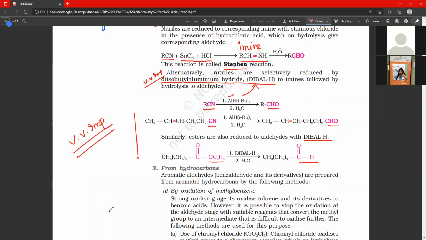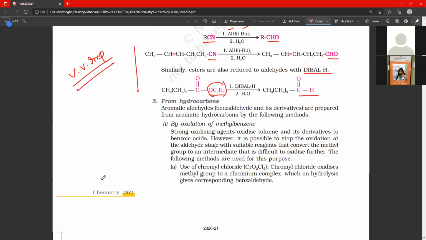Ma'am, what is it? DIBAL-H can reduce the CN group, the nitrile group, and the ester group. This is the ester group being reduced into aldehyde. Understood, Rupam? Yes. Okay.